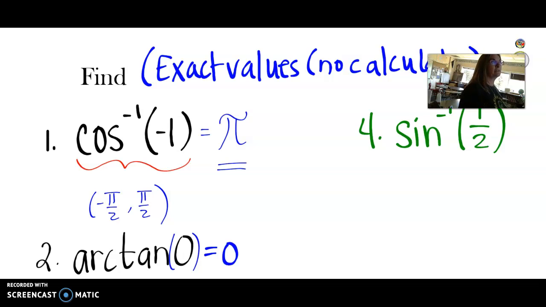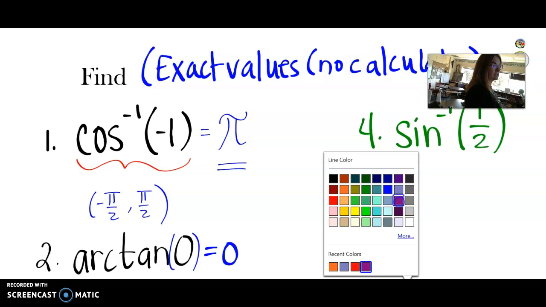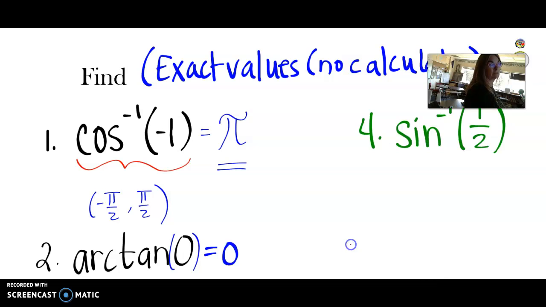Okay, so find sine inverse of 1/2. Again, all of these you should pause it and see if you can do it, but then come back and check. What you're finding here is sine of what angle, I don't know that, so I'm putting in theta, is going to give you the ratio of 1 to 2.